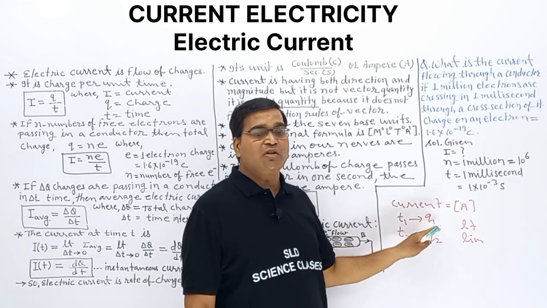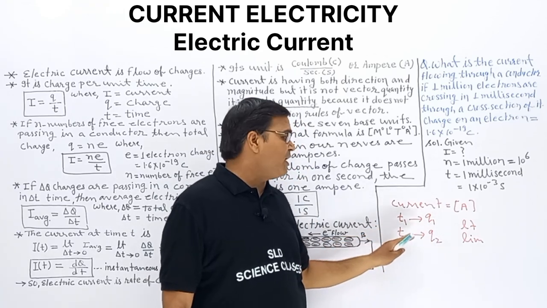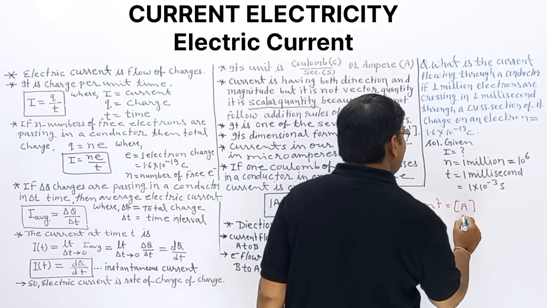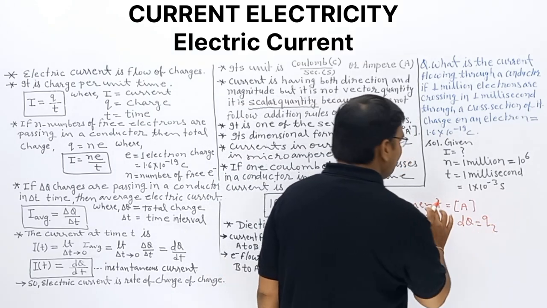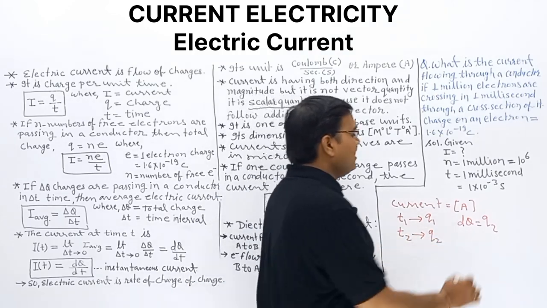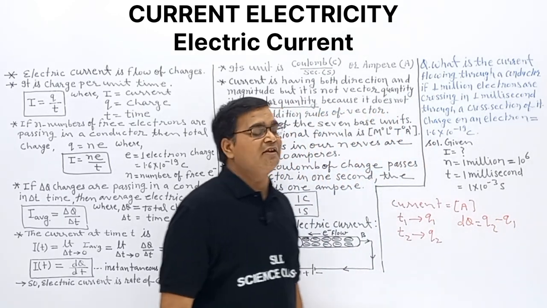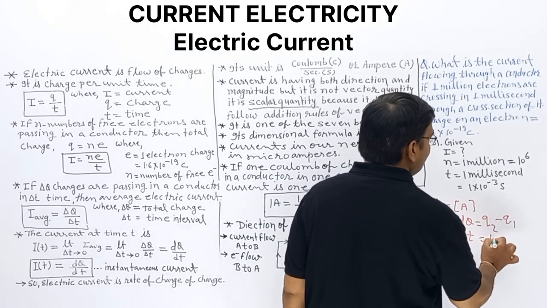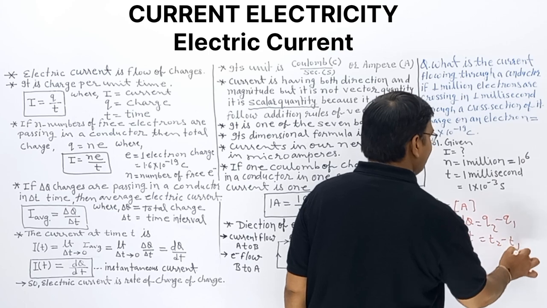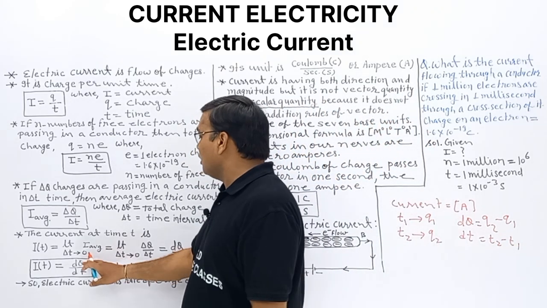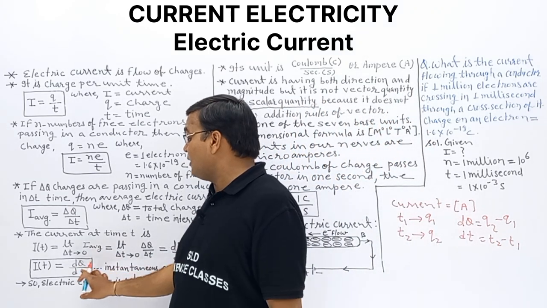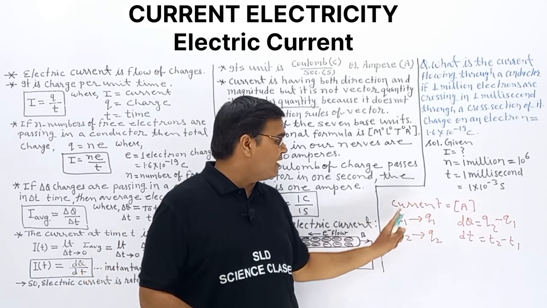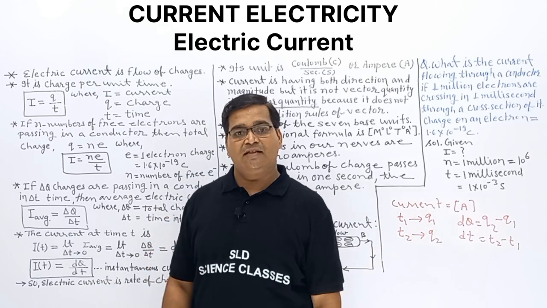Now how will we find the change in charge? At T1 we have charge Q1, at T2 we have charge Q2. So the change in charge, dq, will be Q2 minus Q1. This is the change in charge. And dt will be the time interval, T2 minus T1. So dq upon dt will be Q2 minus Q1 upon T2 minus T1. For the time T1 charge is Q1 and T2 charge is Q2, then we can write like this.